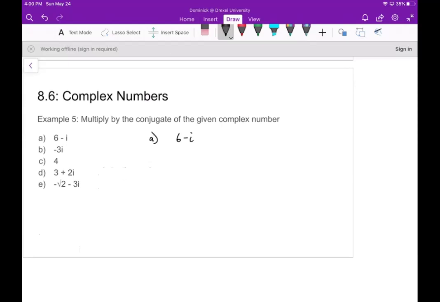Let's go ahead and we'll multiply each of these complex numbers by their conjugate, right? So the conjugate is just to change the sign in front of the imaginary number. So this will become a 36, and then we'll get plus 6i, and then minus 6i, and then we're going to get a minus i squared. Well, the 6i's cancel, and this will become a 36 minus negative 1 because that's i squared, so we're going to get a 37.